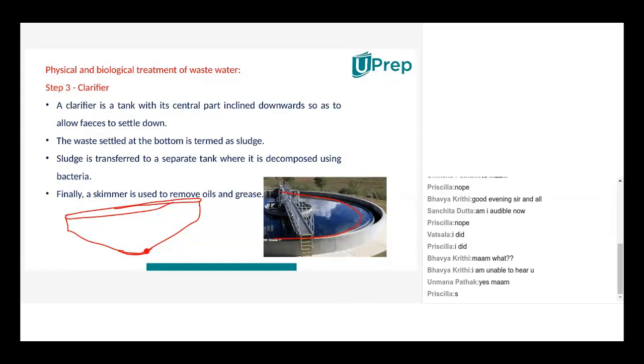Why is it deep in the middle? So that all the water that comes in from the grit chamber, all the feces, they are saying feces, basically human waste, animal waste, these are a little thick, liquidy kind of substance. All these settle down here, right? And only the lighter fluid is at the top. The heavier fluid, the heavier semi-liquid, semi-solid stuff, settles down here.